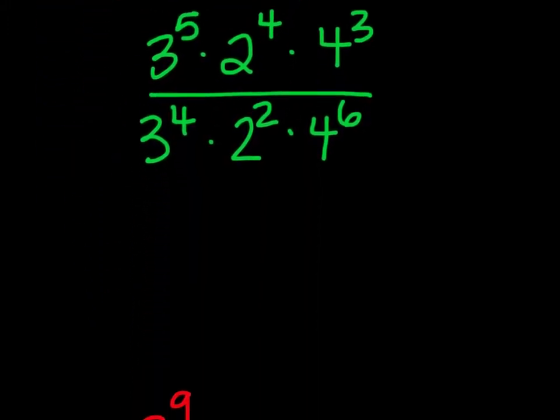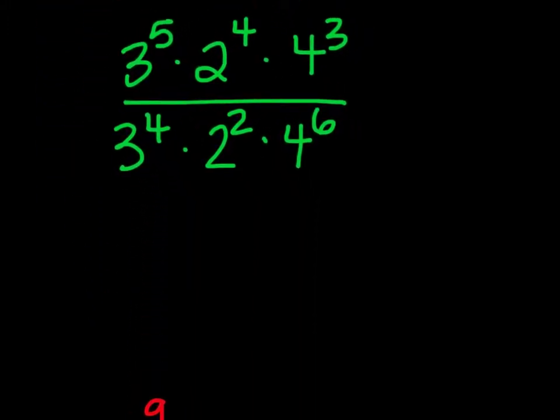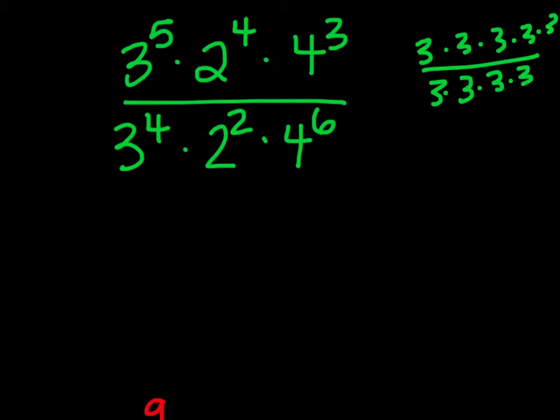Here is our first one. We have 3 to the 5th times 2 to the 4th times 4 to the 3rd over 3 to the 4th times 2 to the 2nd times 4 to the 6th power. Now again, we could totally write this all out. We could write 3 times 3 times 3 times 3 times 3, and we can do that for each one of these sets of numbers. But honestly, this is a lot of work. Let's use that quotient of powers property.